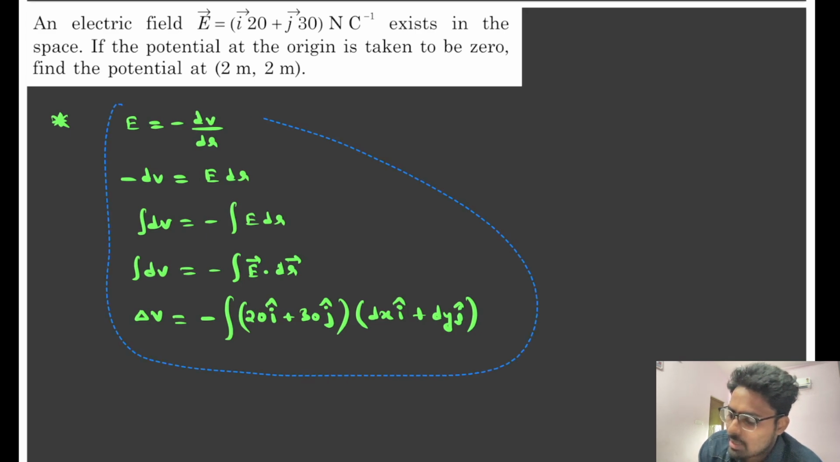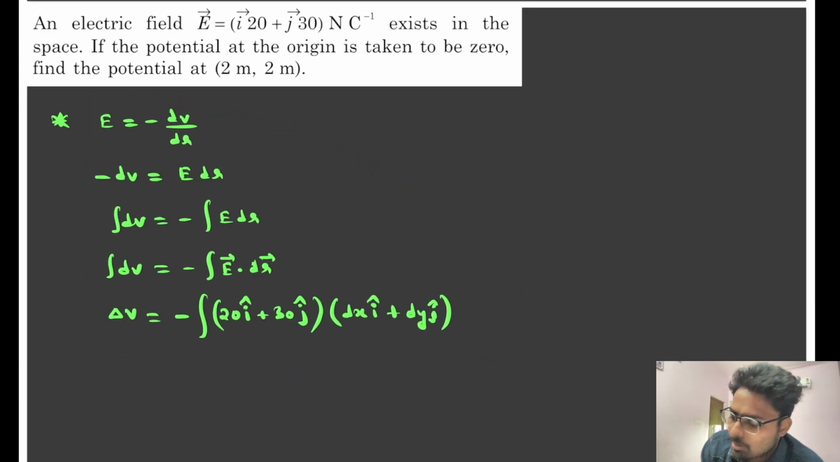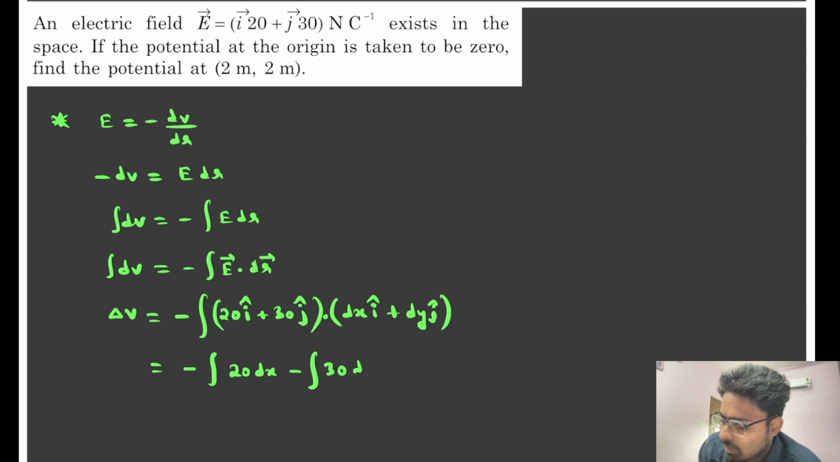Then from here you can integrate it. When you integrate, you need to do the dot product, so similar terms should be multiplied. That means integral 20 dx and minus integral 30 dy. So it is taken from which point to which point? You need to understand that this is delta V. Let me write V and keep the limits from the origin, that is 0, 0, to 2, 2. That means origin to the point P. Let me consider that this is the origin and this is point P.